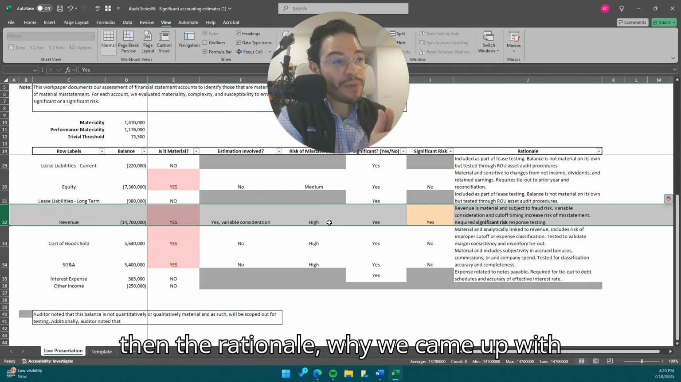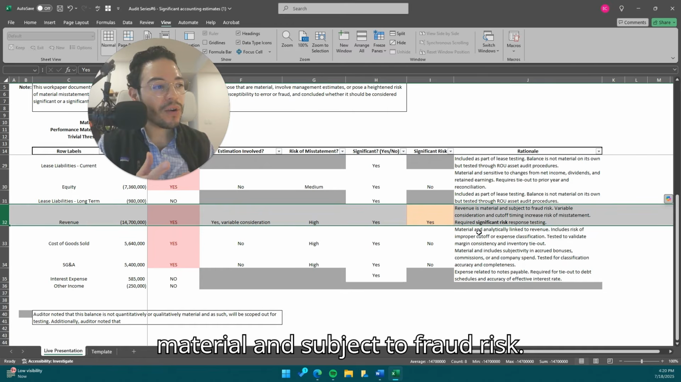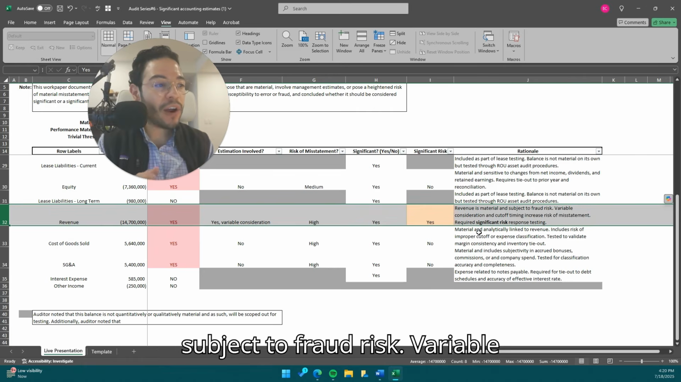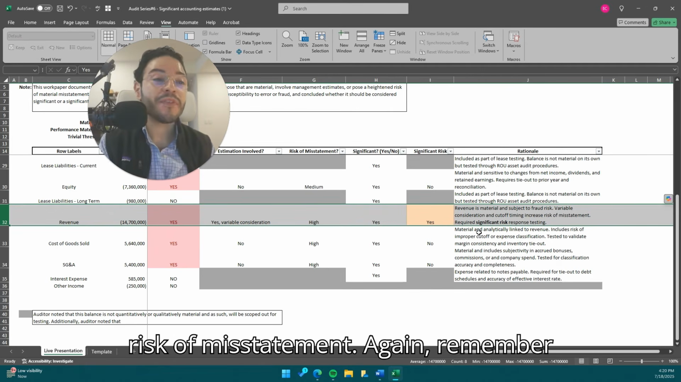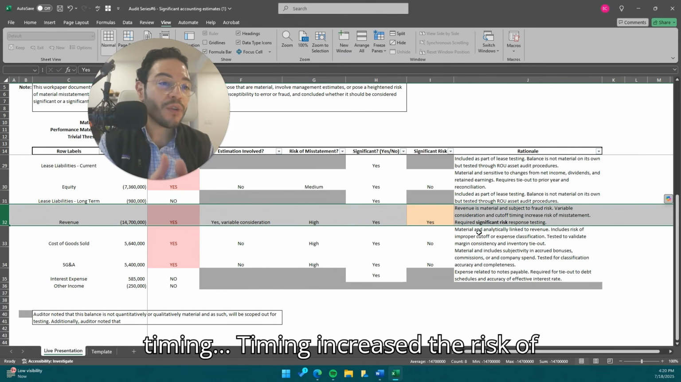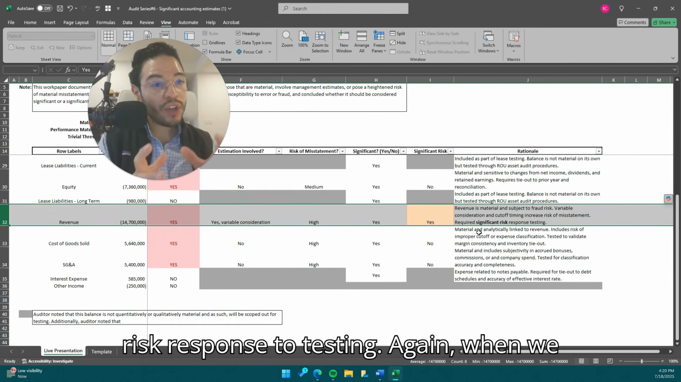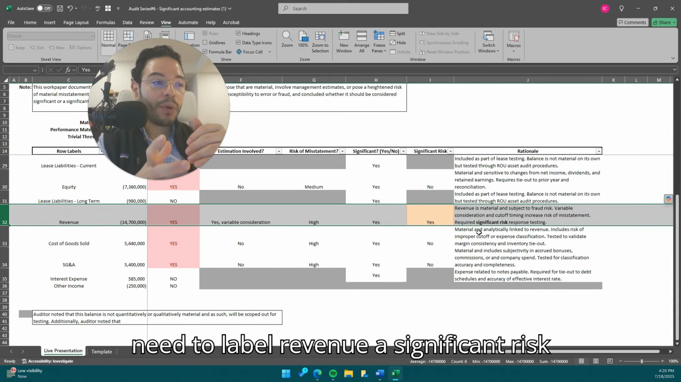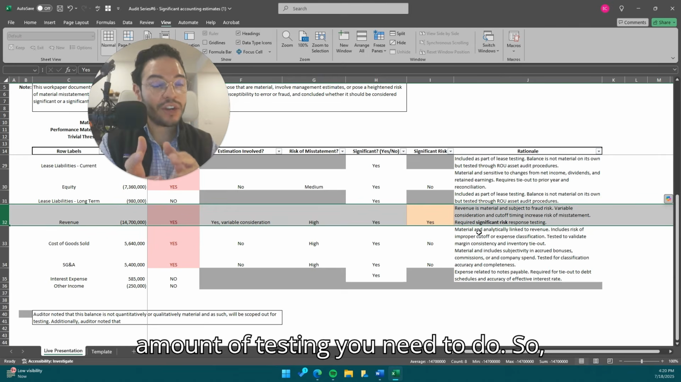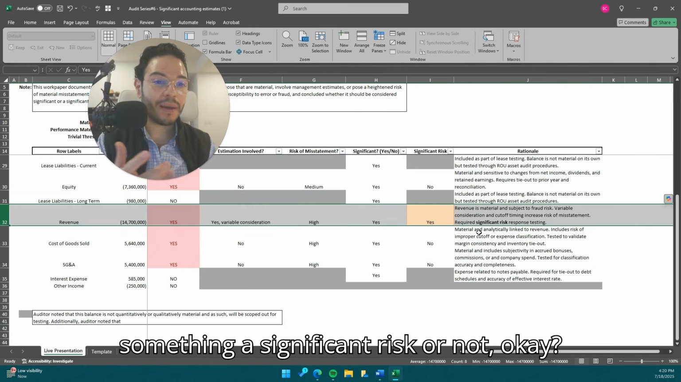And then the rationale why we came up with what we came up with, and you guys can see here, we'll put that here. Revenue is material and subject to fraud risk. Variable consideration and cutoff timing increase the risk of misstatement and require significant risk response testing. Again, when we do our testing, you need to label revenue a significant risk, which by default is going to increase the amount of testing you need to do. So it's going to expand it by a lot. So again, I'm telling you, you need to have a good rationale why you're labeling something a significant risk or not.